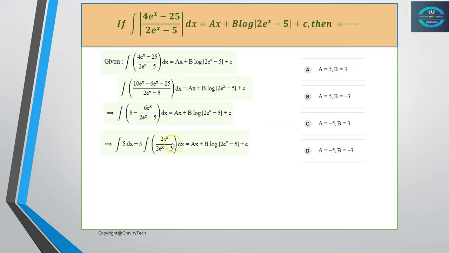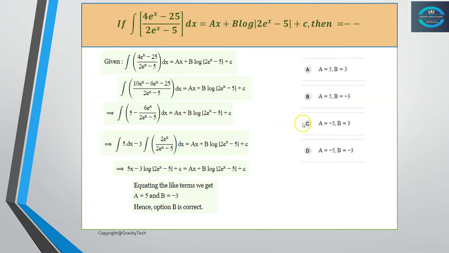3. Why? Because we have adjusted the derivative of this to here, so you can just say 3 into 2 or 6. This is the answer you are going to get: 5x and the log of 2 e raised to x minus 5, right? And then when you compare, a is equal to 5 and b is equal to minus 3. That's the correct answer.